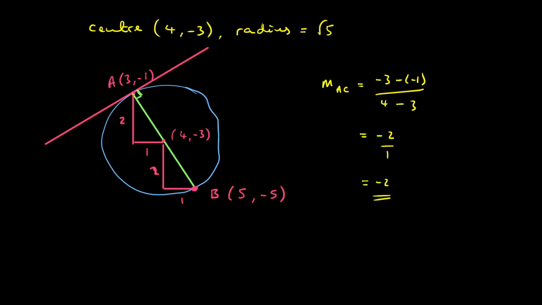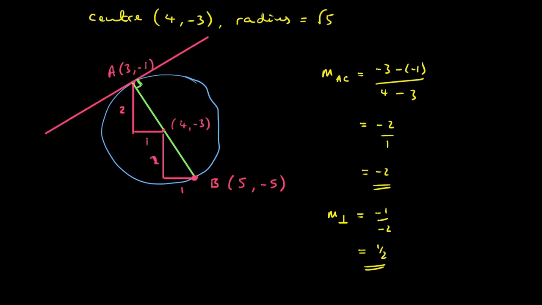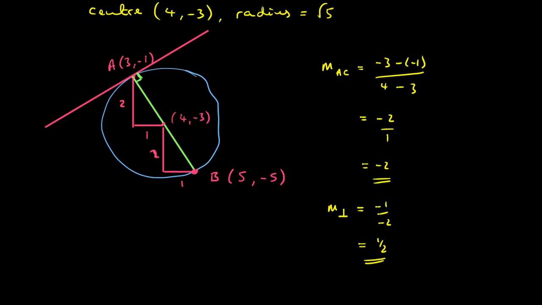And so if that's the gradient of AC, what's going to be the gradient that's perpendicular to that? Well, it's the negative reciprocal, so it's -1 divided by -2, which is just +1/2, right? So we've now got the gradient of that red tangent line there. So how then can I find the equation of the line?